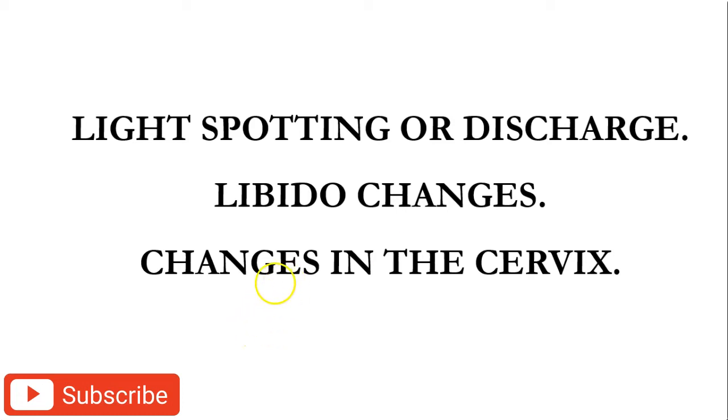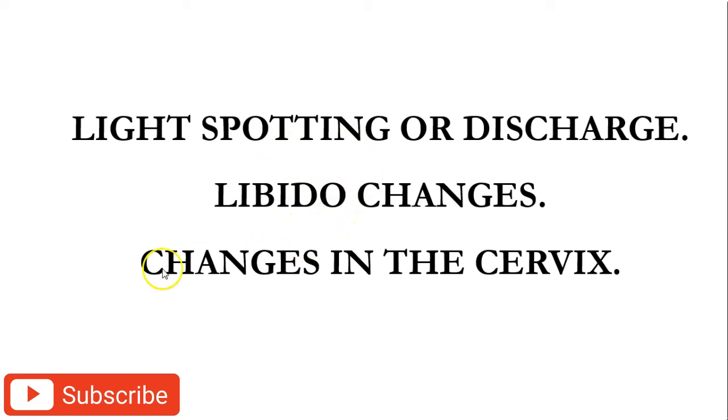Next is light spotting or a discharge. Light spotting or a discharge is also one of the signs that can confirm that you have got pregnant, known as implantation bleeding. But when you are ovulating and you see some light spotting, this could be due to the egg that has been released. Some little blood may show, but this is hormonal. It does not last. It can stop.